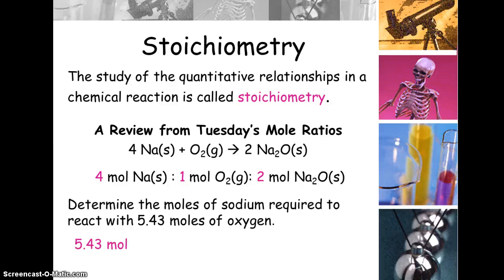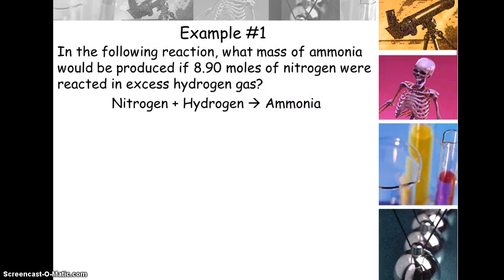And now that you're finished, we can see that we have 5.43 moles of oxygen. That means that for every 1 mole of oxygen, there's going to be 4 moles of sodium. So multiply everything on top, divide by everything on the bottom. 5.43 times 4 gives us 21.7 moles of sodium. Nice work, and let's keep going.